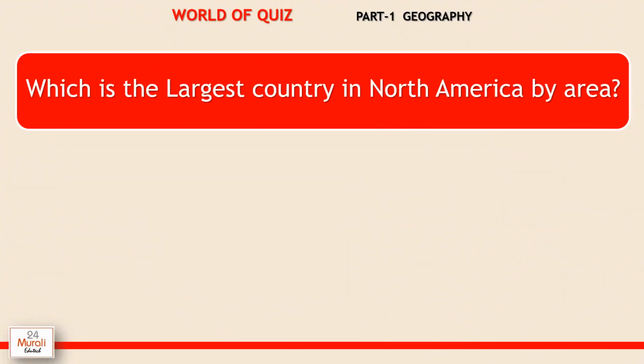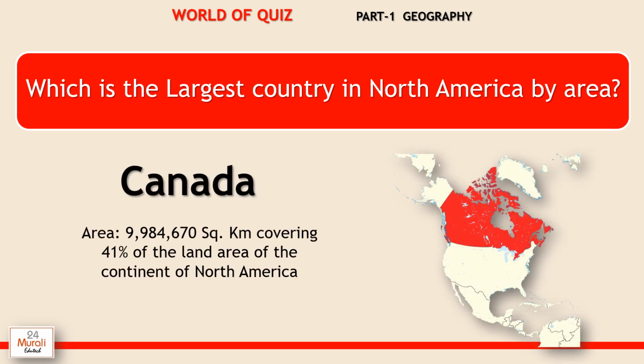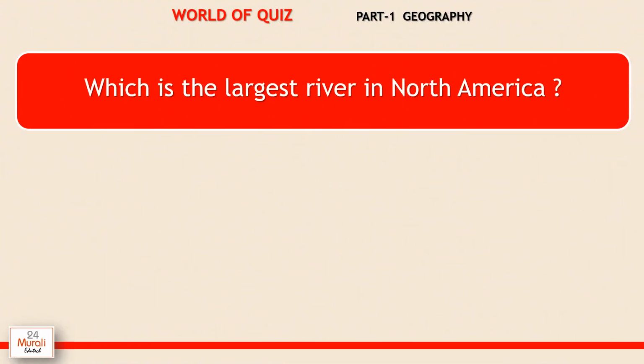Which is the largest country in North America by area? Canada, having an area of 9,984,670 square kilometers, covering 41% of the land area of the continent of North America. Which is the largest river in North America?